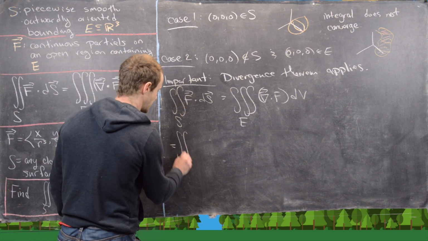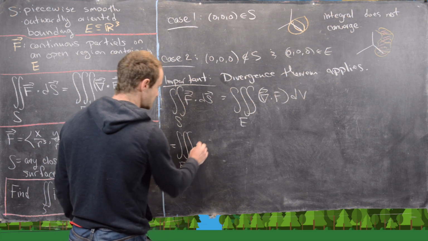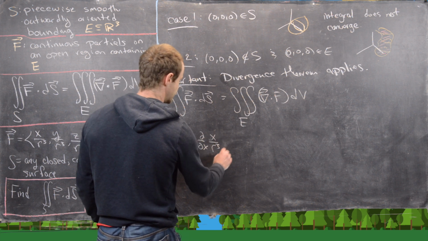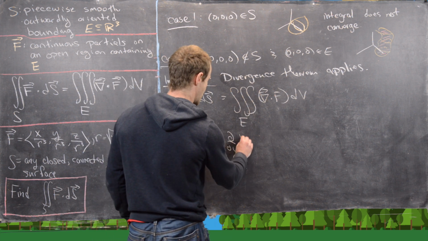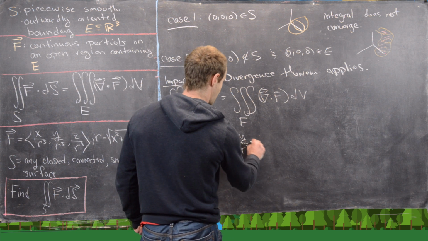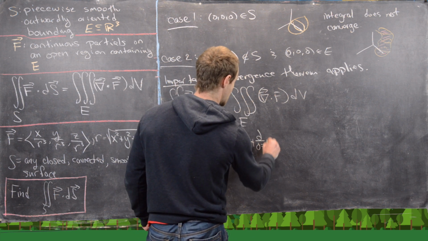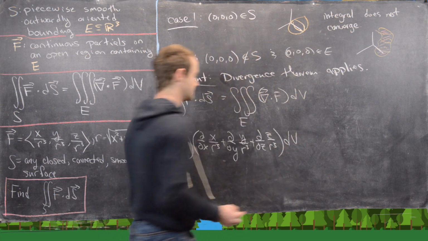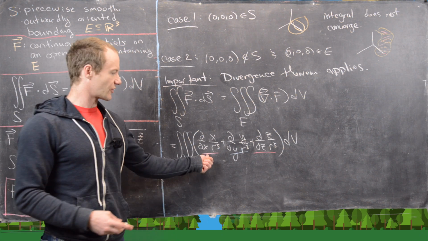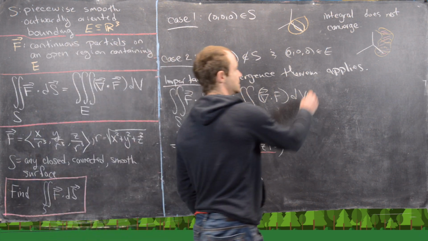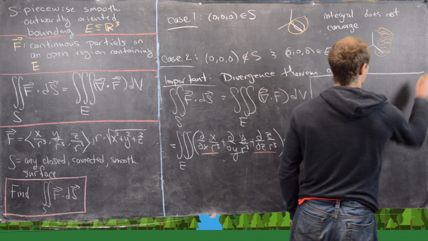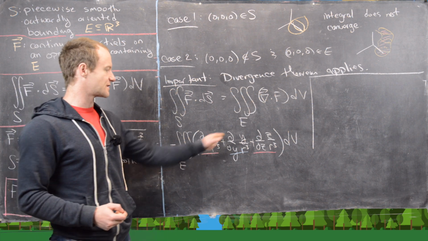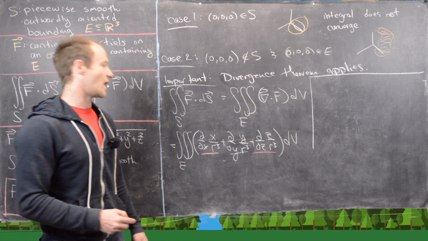This is going to be the triple integral over E of the partial with respect to x of x over r cubed, plus the partial with respect to y of y over r cubed, plus the partial with respect to z of z over r cubed, dV. Okay, so let's go ahead and calculate this derivative right here. I think we'll have enough space to put it right here, and then we'll apply symmetry to find this derivative and this derivative. They're going to be pretty similar, just with x switched out for y and z.